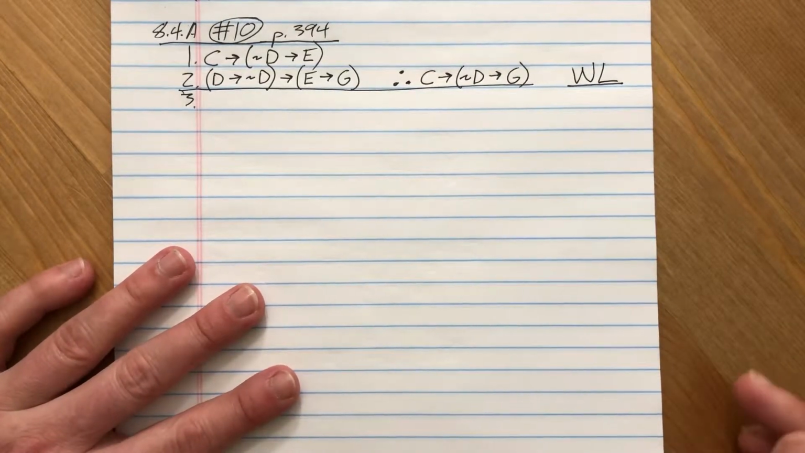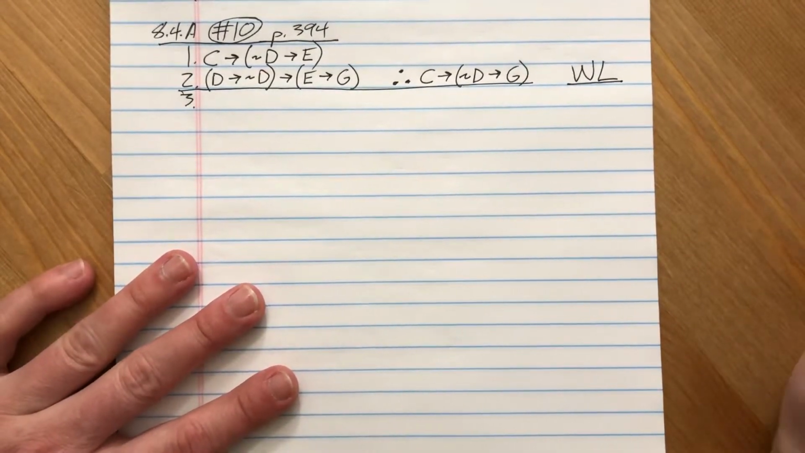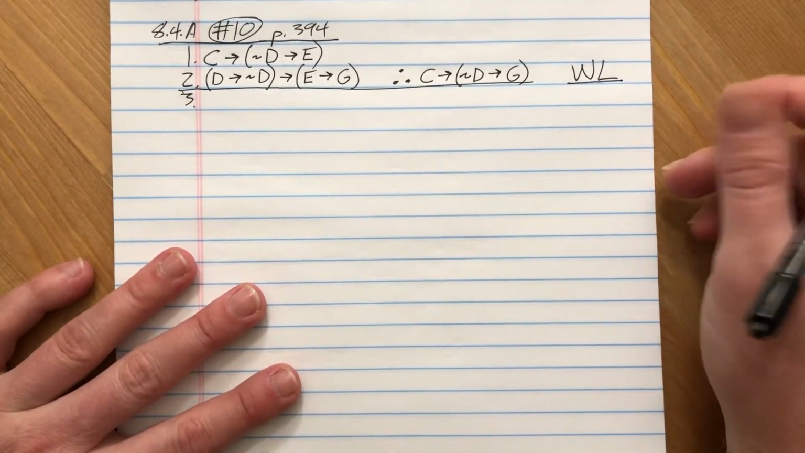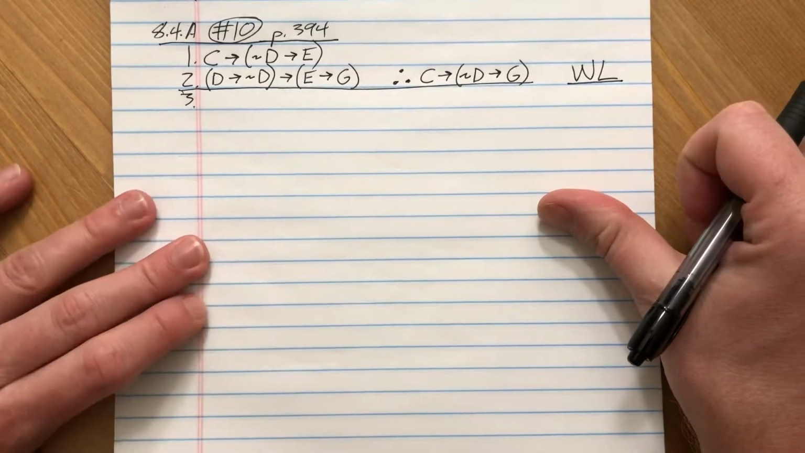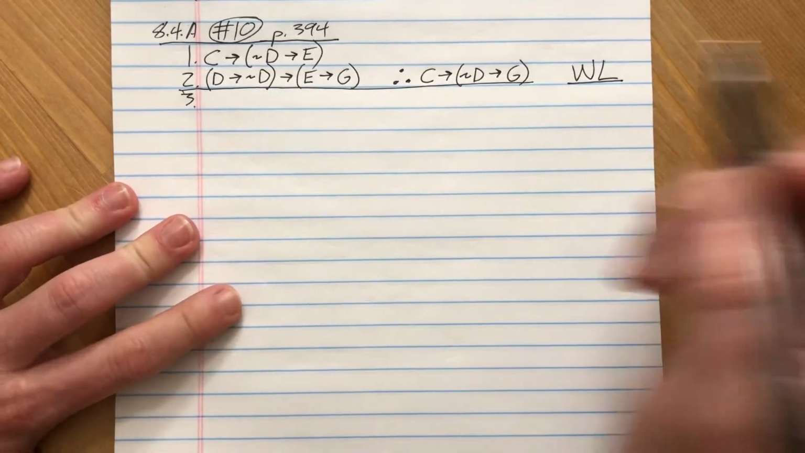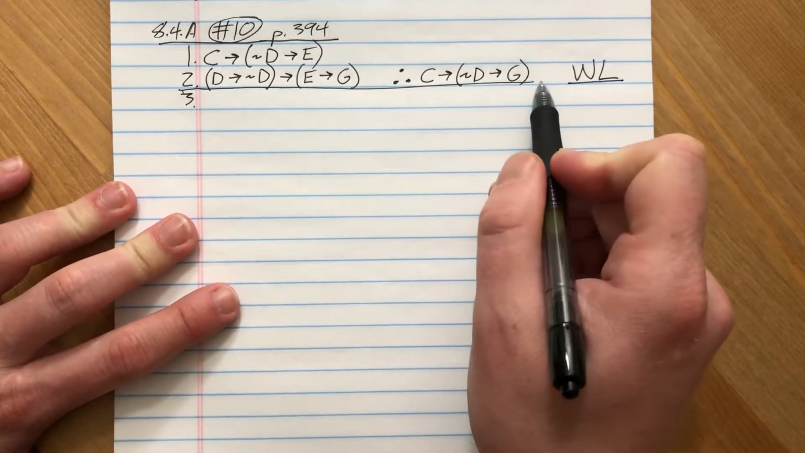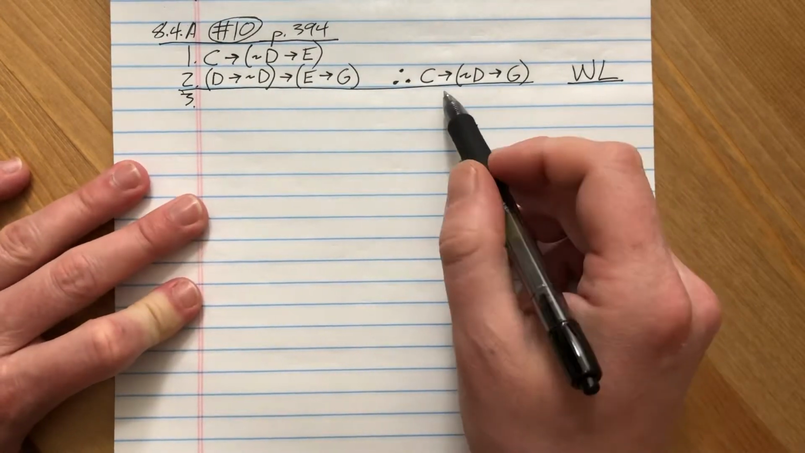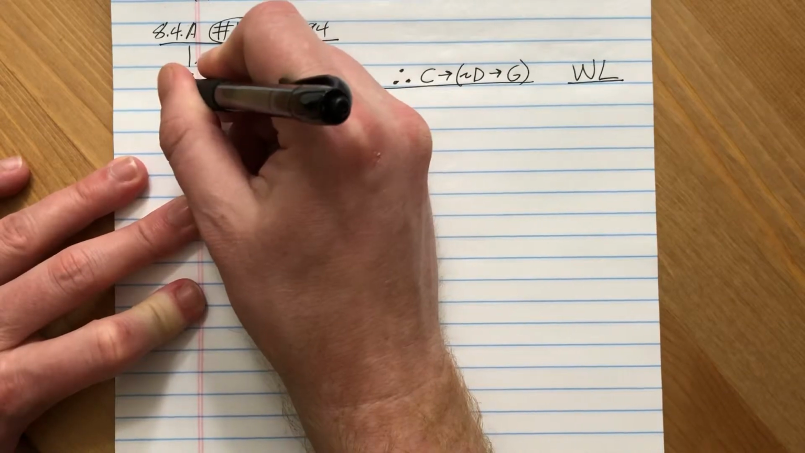All right, number 10, conditional proof. This one is actually a bit tricky. You might have gotten stuck on this. I got stuck for a little bit, and then I figured it out. We're trying to get a conditional, so we could start a conditional proof. Start our pretend box.